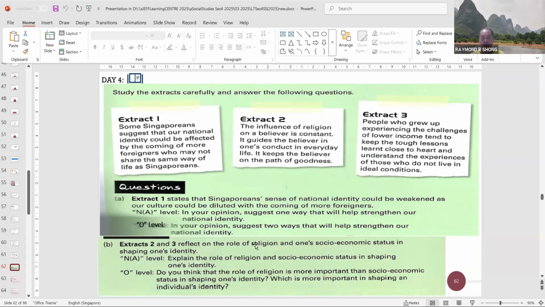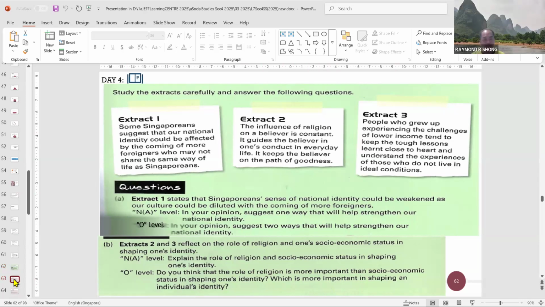Explain the role. So very simple, you explain the role only, about religion and about socio-economic status. Very straightforward, that's the N-level question. But read the O-level question. Read again one more time, sorry. Do you think that the role of religion is more important than socio-economic status in shaping one's identity? Which is more important? Now this is extract 2 and 3.